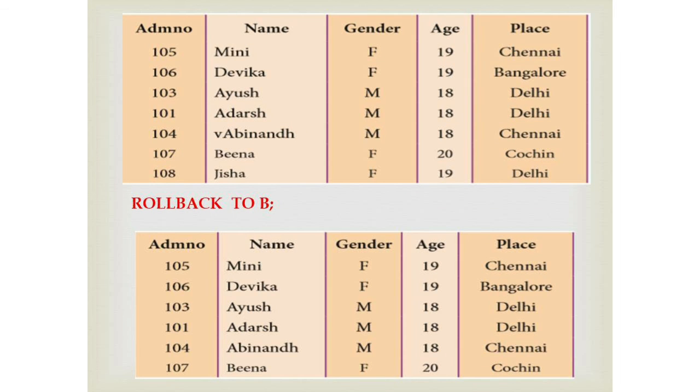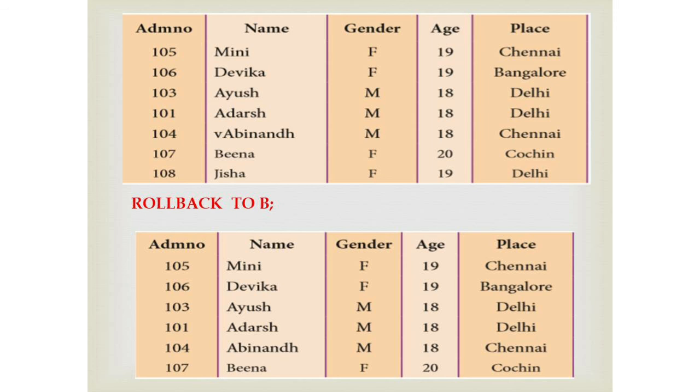Now we are going to perform the rollback operation. A rollback operation is mainly used to restore the database to the last committed state. Look at the table: admission number, name, gender, age, place. This is the student table. The records from 105 to 108. 108 Jisha's detail is a record which we added before. Previously we inserted this Jisha's detail, right? So we saved it as savepoint B.